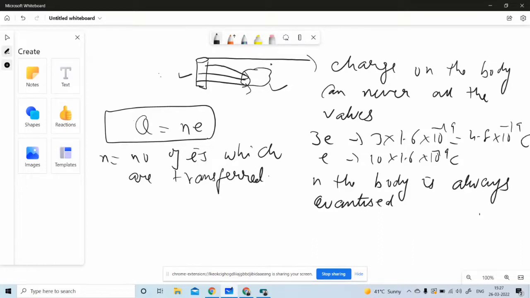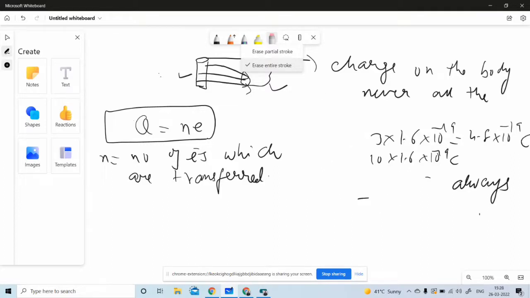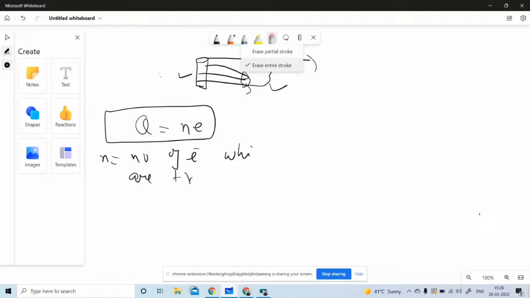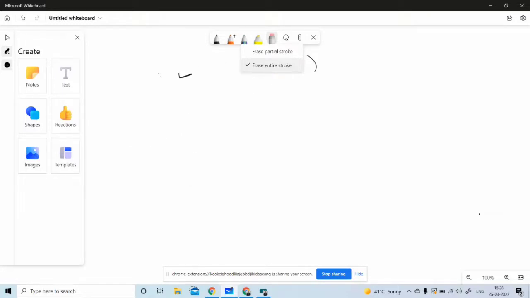Clear, students? Okay. Now, see one more thing. We discussed that charge on the body cannot have all the values, and it is clear that yes, because a body cannot lose 2.5 electrons, a body cannot lose 2.7 electrons. Those facts are very clear. So if the question is being asked, charge on the body is always quantized, we will take it as quantized.